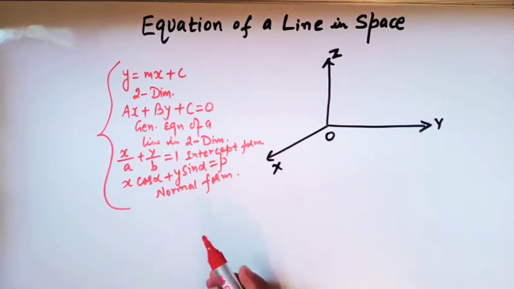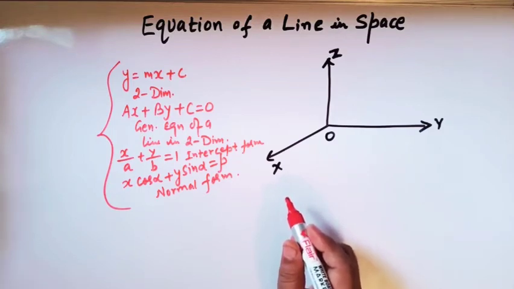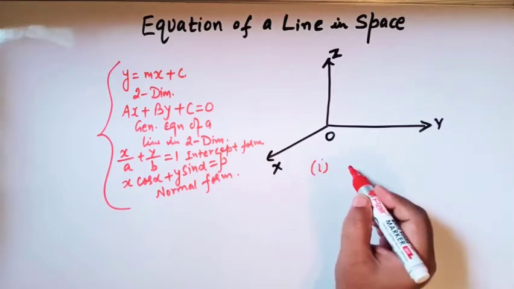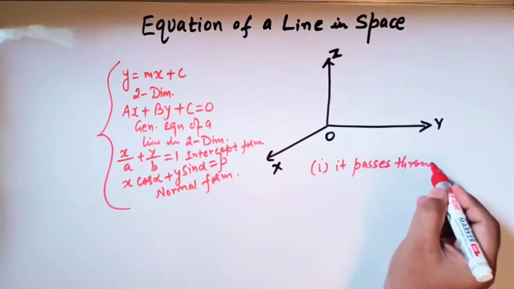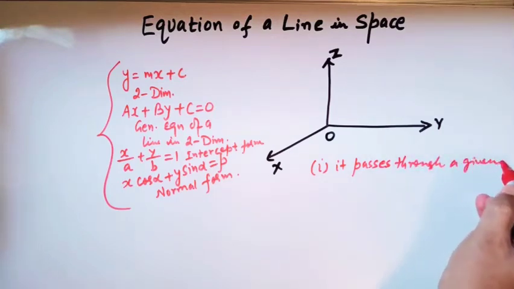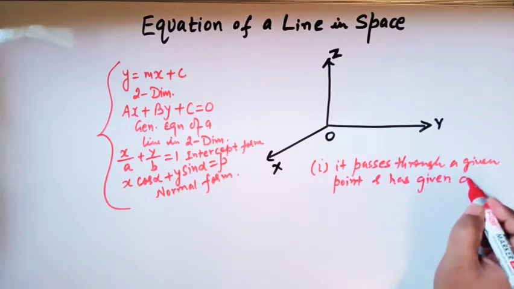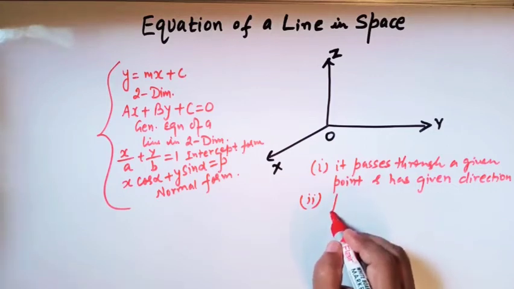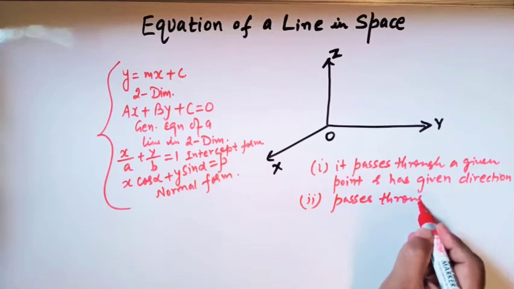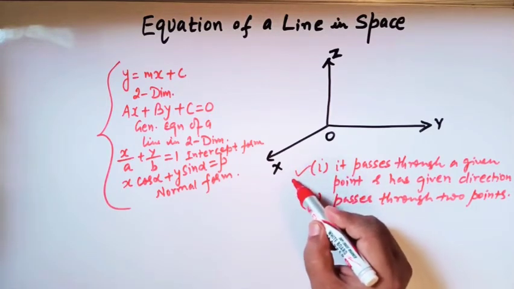Now we know that a line is uniquely determined if either it passes through a given point and has a given direction, or if it passes through 2 given points, right? So a line can be uniquely determined if it passes through a given point and has given direction, and the second one is that if we know that the line passes through 2 given points. Now viewers, here first we will take this case, right?